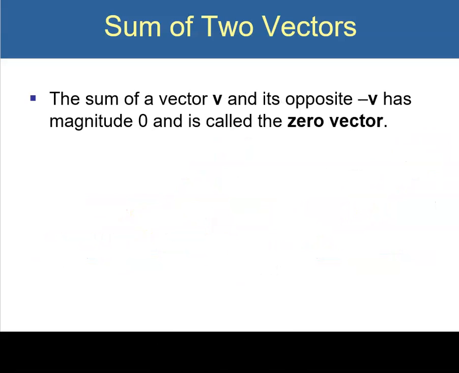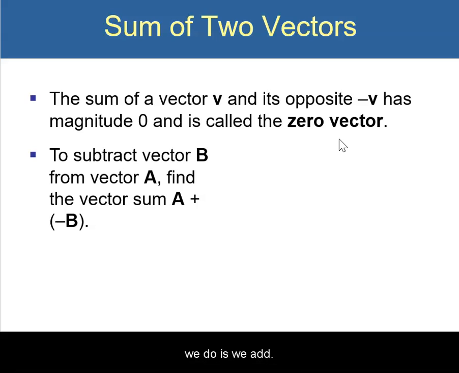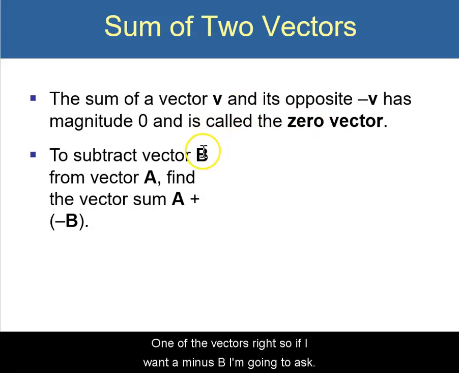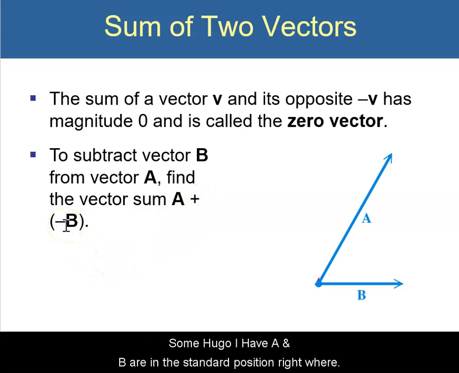They are the same. Okay, the sum of vector v and its opposite, negative v, has a magnitude of 0, and it's called the 0 vector. Okay, very important vector. If we want to subtract vectors, what we do is we add our vector to the opposite of one of the vectors, right? So if I want a minus b, I'm going to add a to negative b. Okay, so here you go.